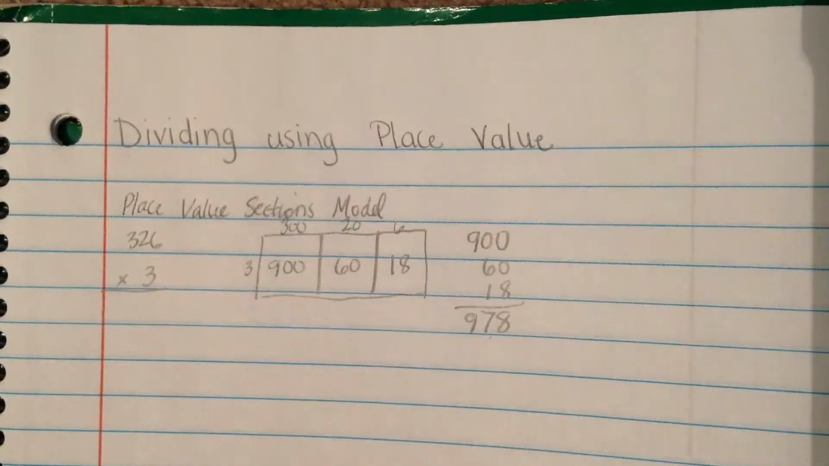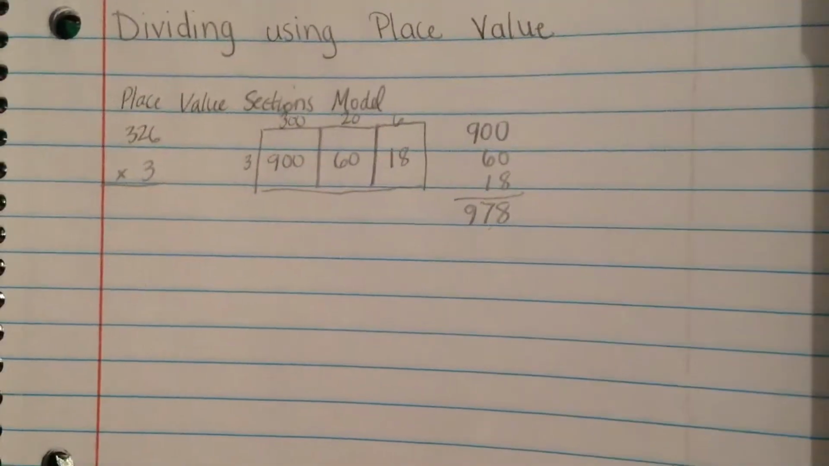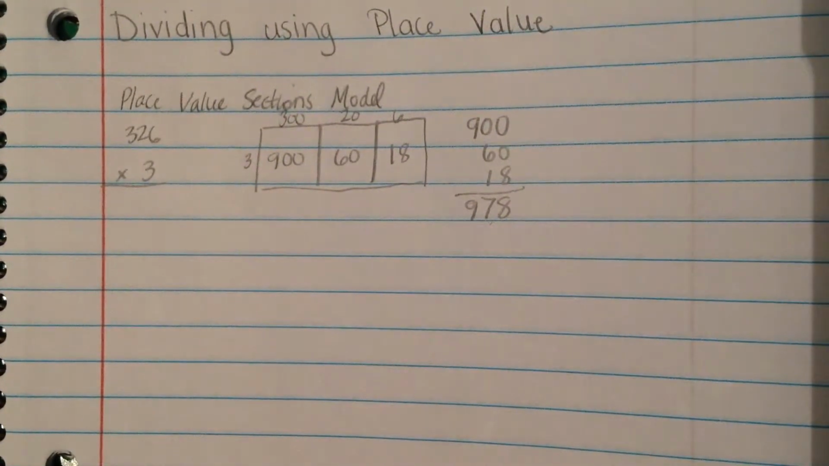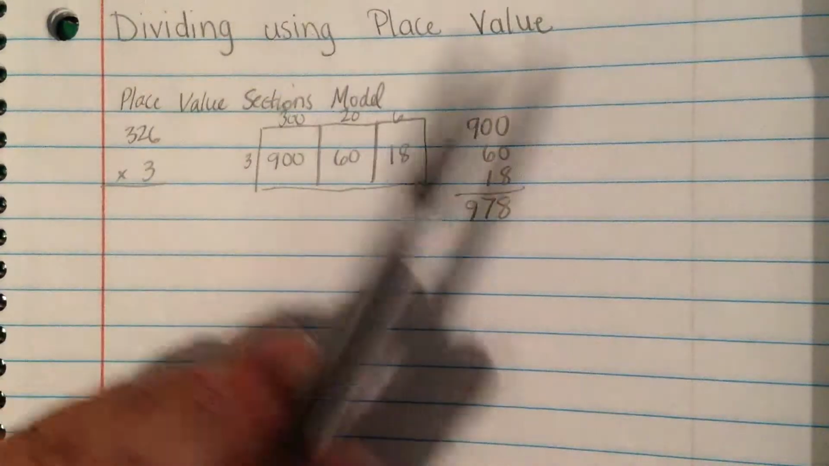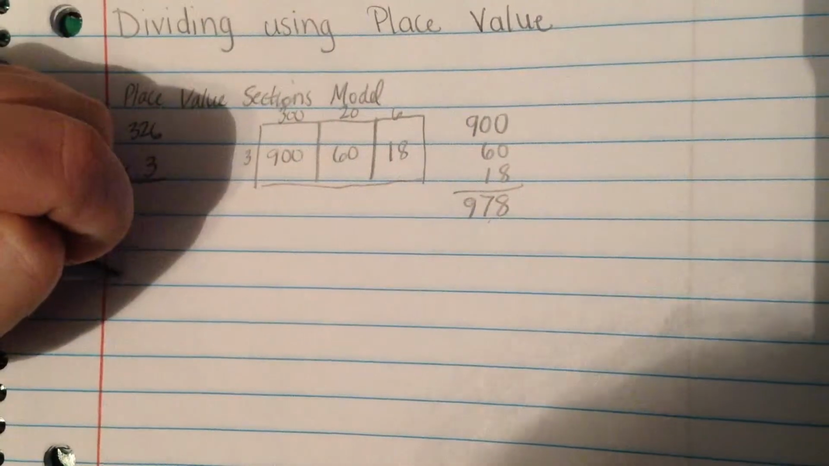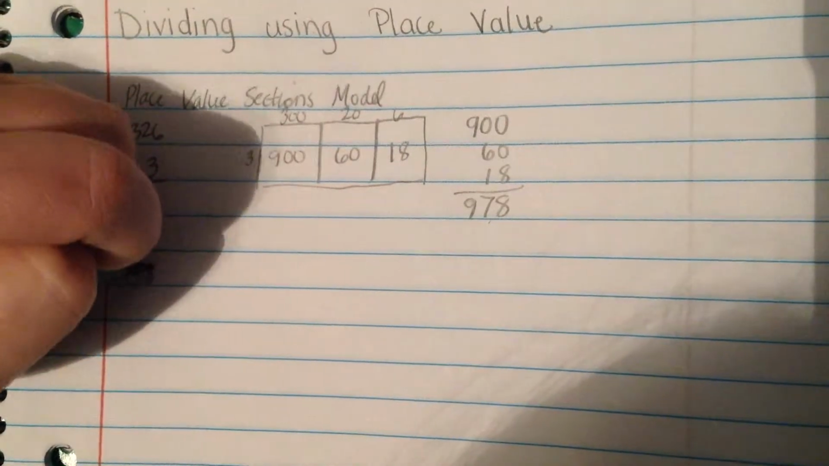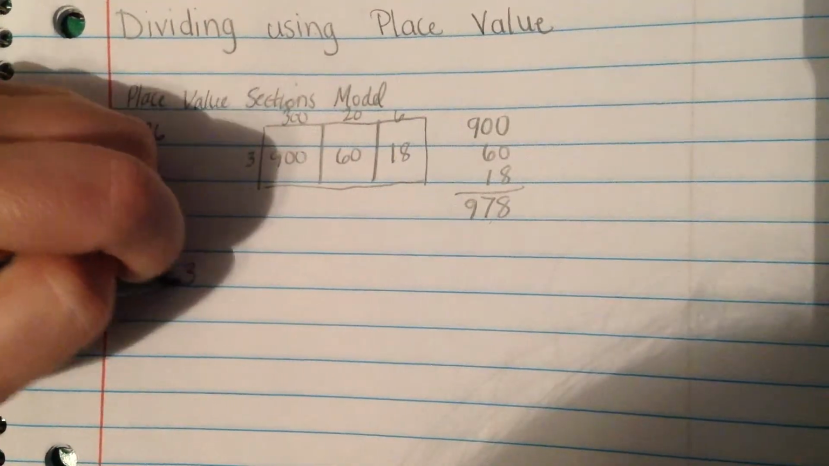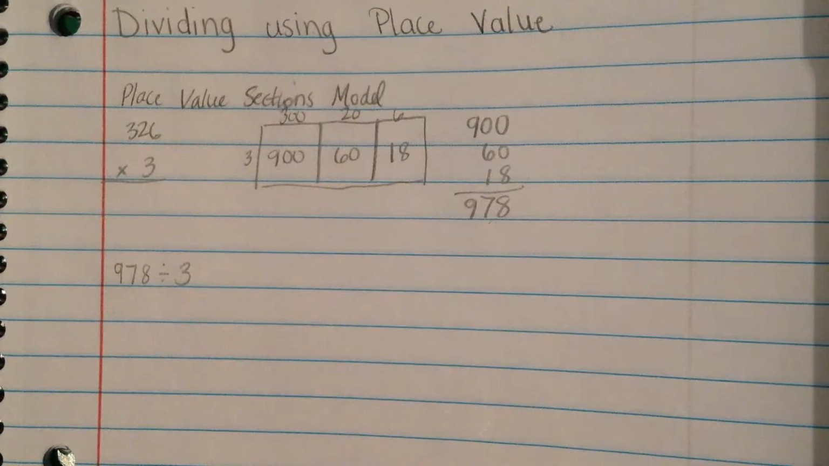Well, what if I were to look at this using the place value sections model to divide? And we're actually going to take this problem and use it for division just so that I can prove to you that the place value sections model works for division as well. So for example, we're going to now do 978 divided by 3. That'll be my problem. 978 divided by 3. Okay.